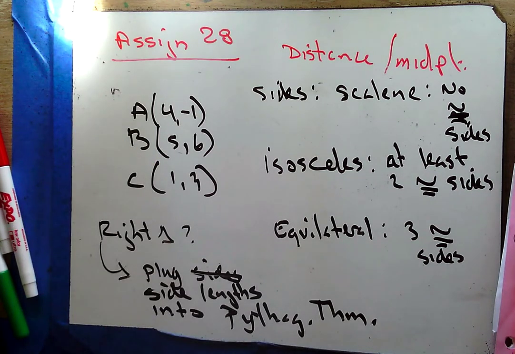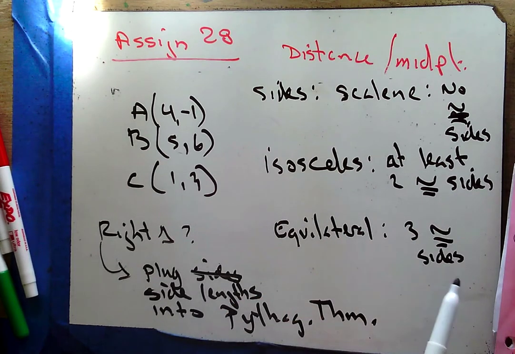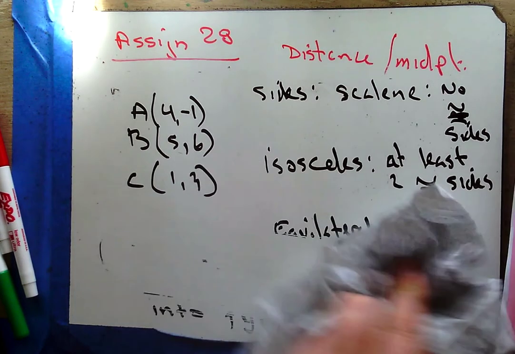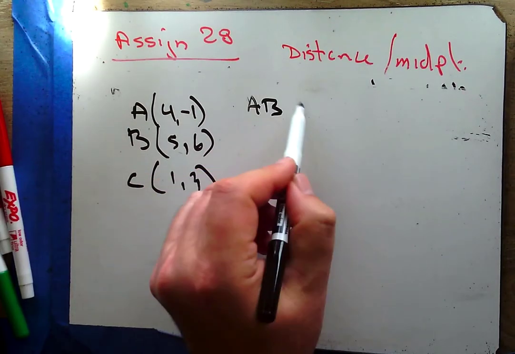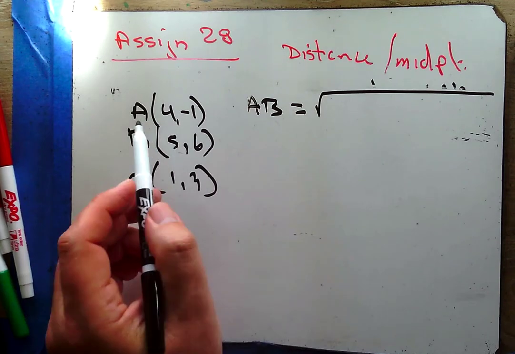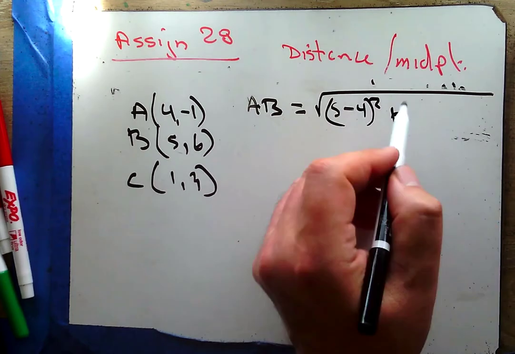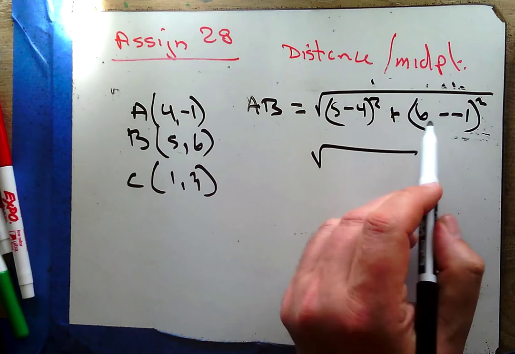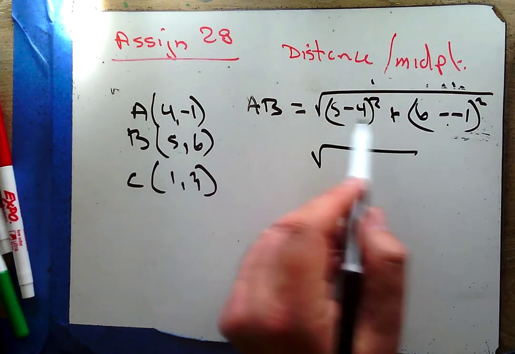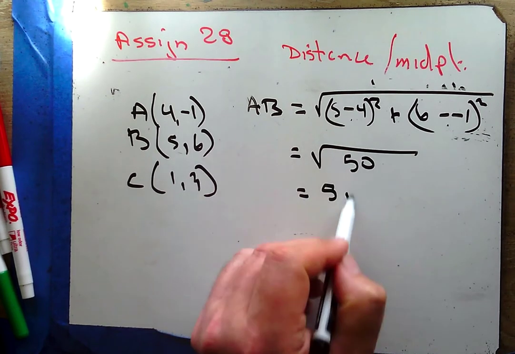And so how can I figure out if 2 sides are congruent or if 3 sides are congruent? Well, I'm going to have to use the distance formula 3 times. Alright, so I'm going to have to find AB, which is the square root of (5 minus 4) squared plus (6 minus -1) squared. This is going to be 1 plus 49, the square root of 50, or 5 root 2.